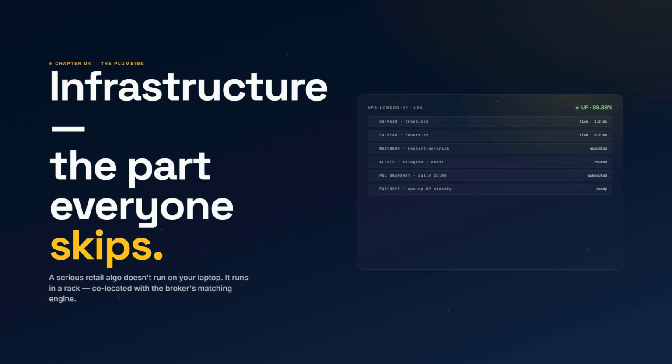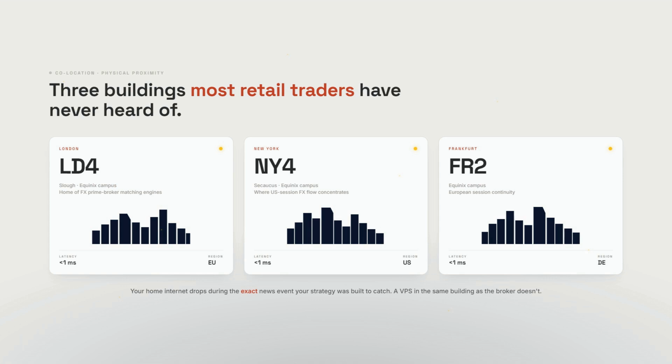A serious retail algo doesn't run on your laptop, it runs on a VPS, a virtual server hosted physically close to the broker's matching engine. London's LD4 data center, New York's NY4, Frankfurt. Why physical proximity? Because your home internet drops during the exact news event your strategy was built to catch, and a VPS in the same building as the broker doesn't.